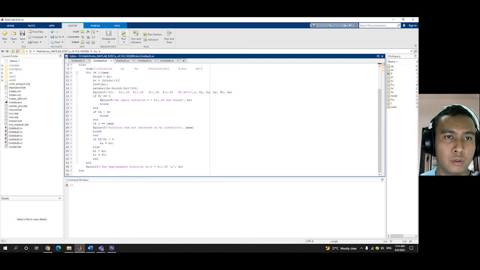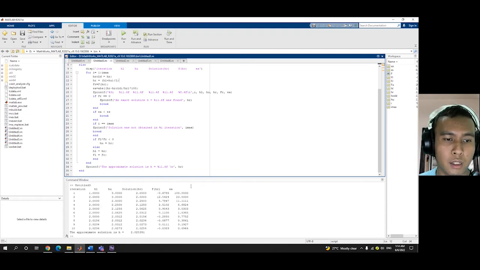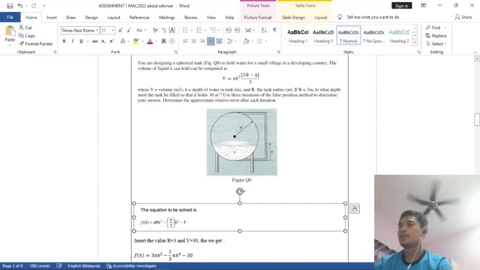So this is the data of iterations computed by MATLAB. It has 10 iterations, as I said, IMAX is 10, and the approximate solution is 2.025391. Thank you.